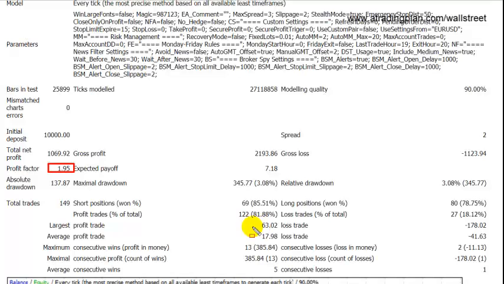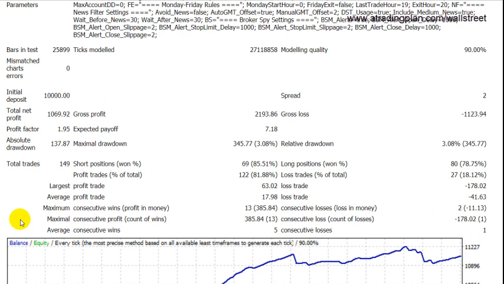Largest profit trade 63, loss 178. Average profit 18 bucks. I don't like that. I don't like the average loss is bigger than the average profit. And a lot of, I think, what happens with these expert advisors and these quote unquote robots is they'll keep a wide stop because they have to, right?